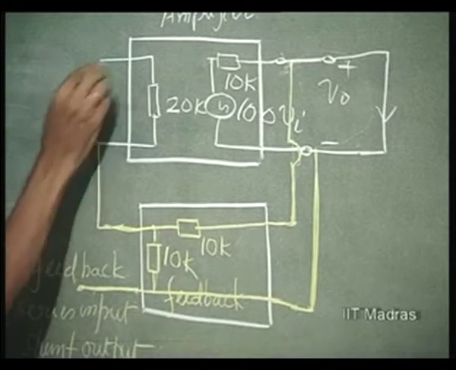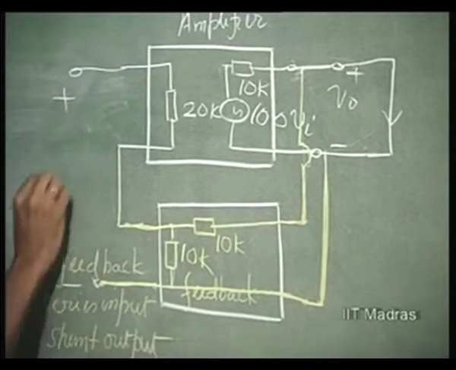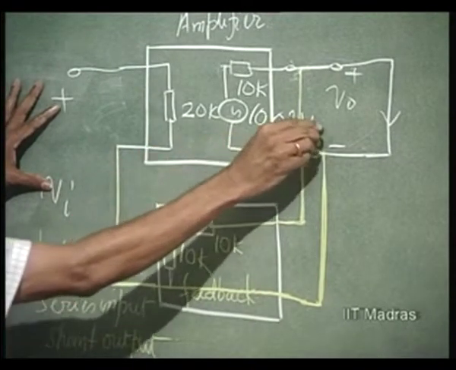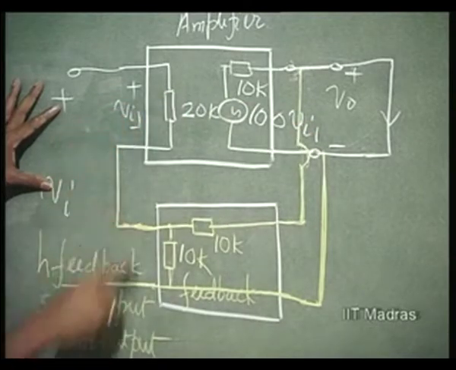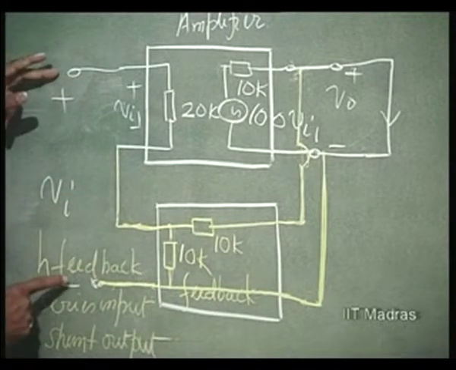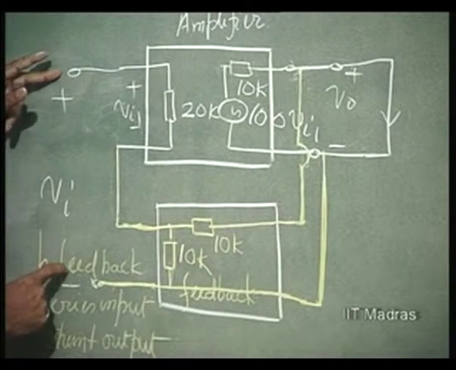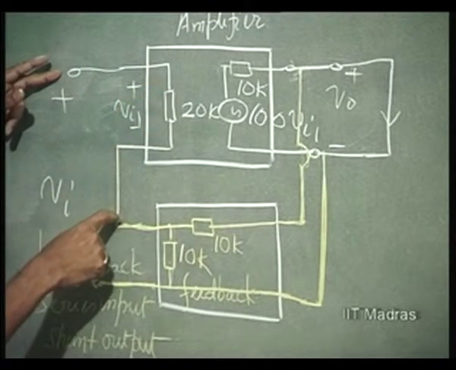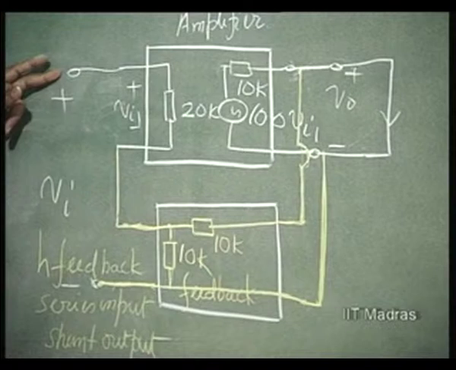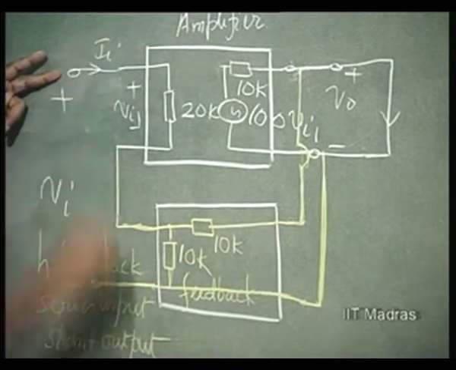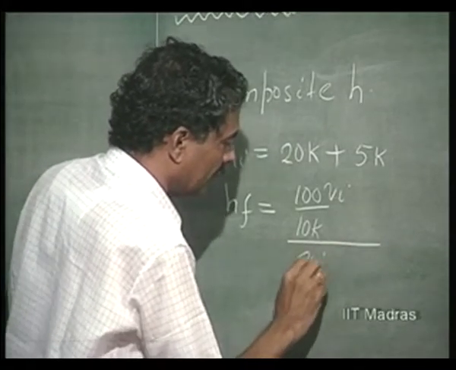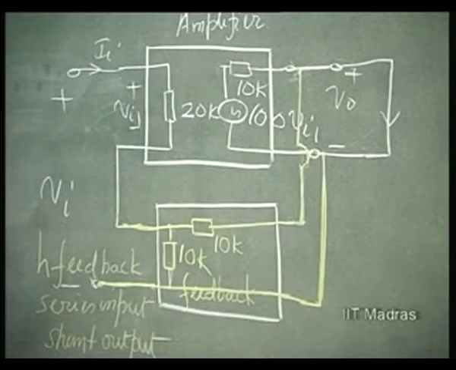Actually now the VI to be applied is this, because this is for the composite network. We will call this VI1 and this VI2, because VI1 and VI2 come in series. The total VI is this. Now this VI divided by 20K plus 5K is the input current II. So VI divided by 25K is the input current.